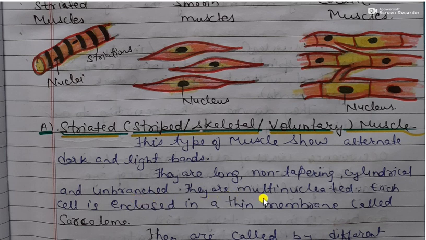They are multinucleated. Multinucleated means many nuclei are present in striated muscles. Each cell is enclosed in a thin membrane called sarcolemma. Each muscle cell is surrounded by a membrane which is known as sarcolemma.